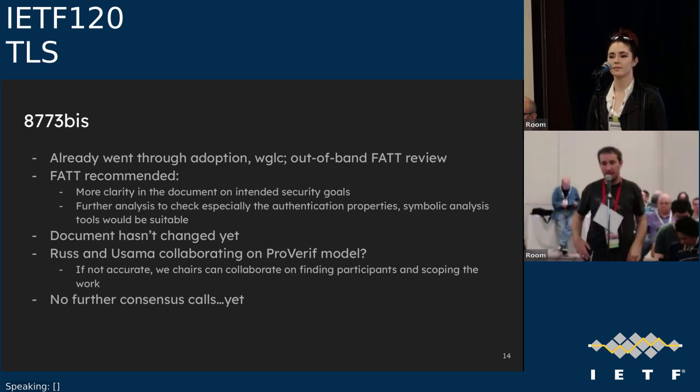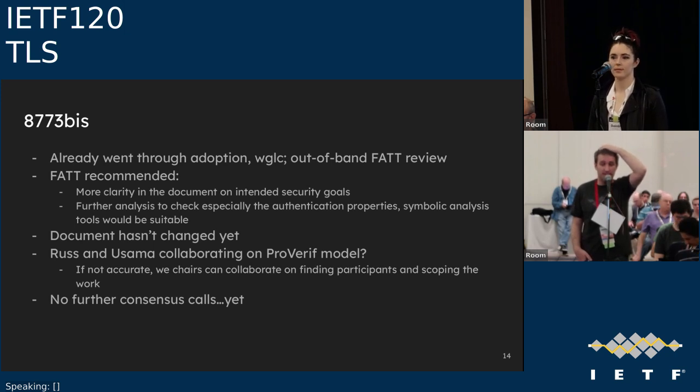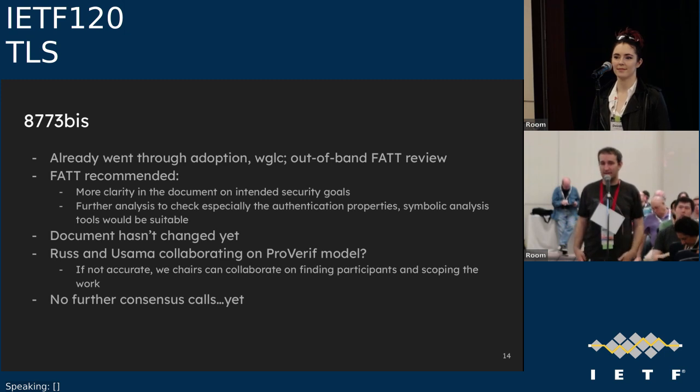Jonathan Hoyland, Cloudflare. Not a member of the formal analysis triage team, but somebody who did one of the formal analyses in Tamarin of TLS 1.3, specifically 8773bis. The authentication properties that we proved no longer hold under this change. So if we think that the formal analysis of TLS 1.3 was important, then I think this does have to be blocking, but I don't think it's a huge lift to actually redo those proofs.